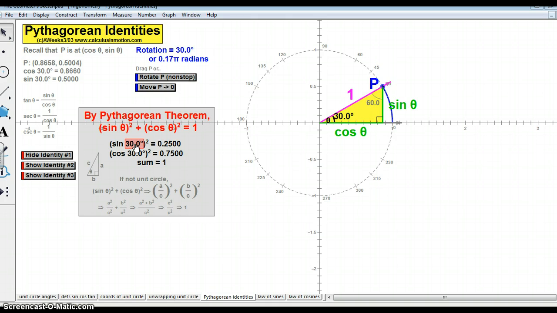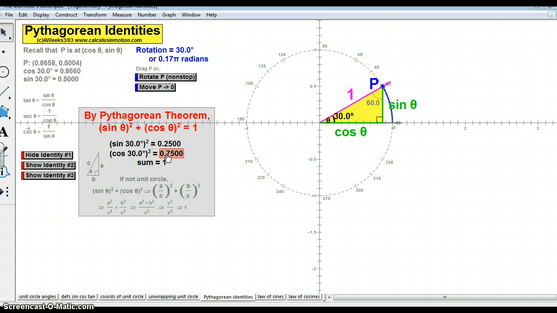Well, sine 30, just like we said, would be the opposite, and that would be over the hypotenuse, and that would be 1/2. So 1/2 squared would be equal to 1/4, and then they simplified 1/4 to 0.25. Then they took cosine of 30, which is the square root of 3 over 2, and squared it, which would make it the square root of 3 squared over 2 squared, which would be 3 over 4, which would be equal to 0.75.